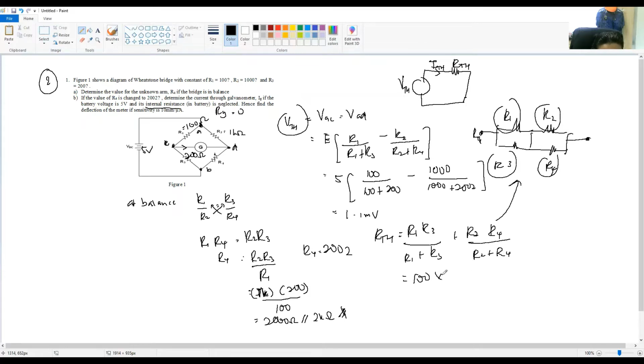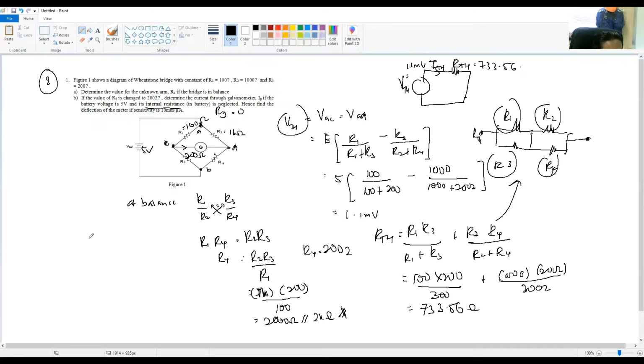200 multiplied by 200 divided by 300, plus 1000 multiplied by 2002 divided by 3002. So using your calculator, RTH equals 3733.56 ohms, and VTH equals 1.1 millivolts.